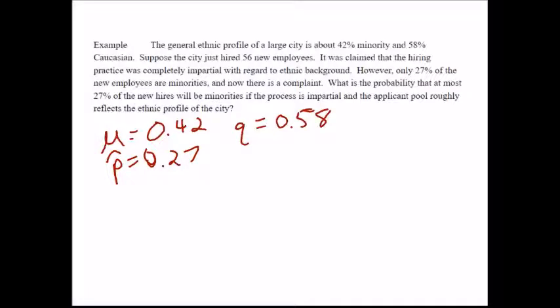All right, now let's calculate our sigma. So we're going to do the square root of 0.42 times 0.58, and we're going to divide by the number of trials, in this case 56. So that turns out to be, I'll be back in a moment, square root of 0.42... I got 0.07.